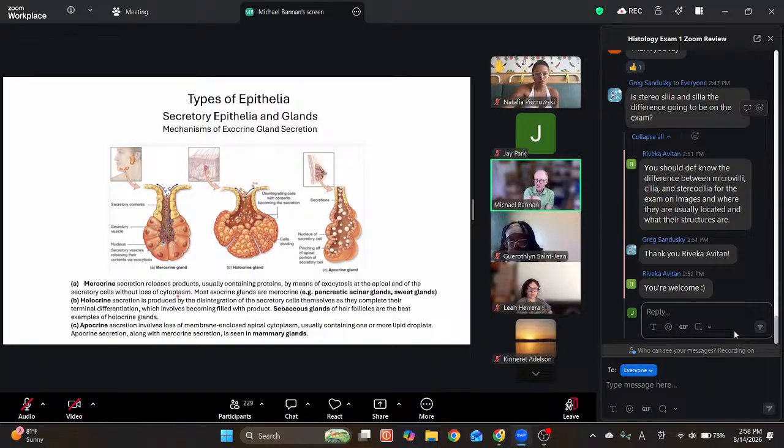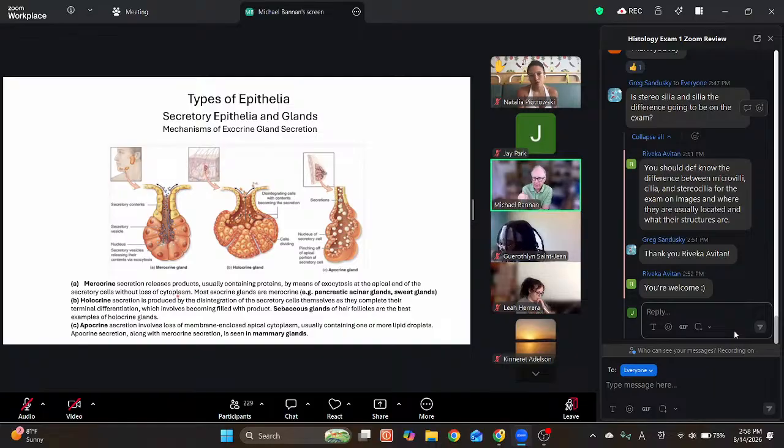In contrast, the other two methods do lose membrane and cytoplasm into the secretion. My favorite is the middle one, holocrine secretion, because this is really only seen in sebaceous glands or follicles. In this method, the cell blows up. The entire cell fragments, and that becomes a secretion. So it's ba-boom, the cell explodes, and that's your secretion. Sebaceous glands of the skin only.